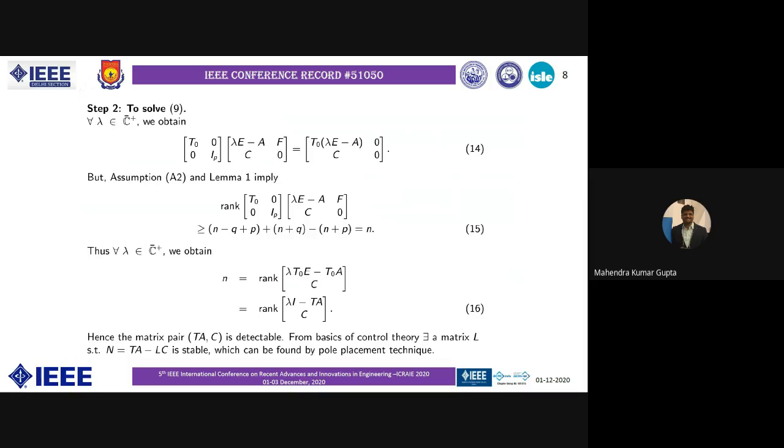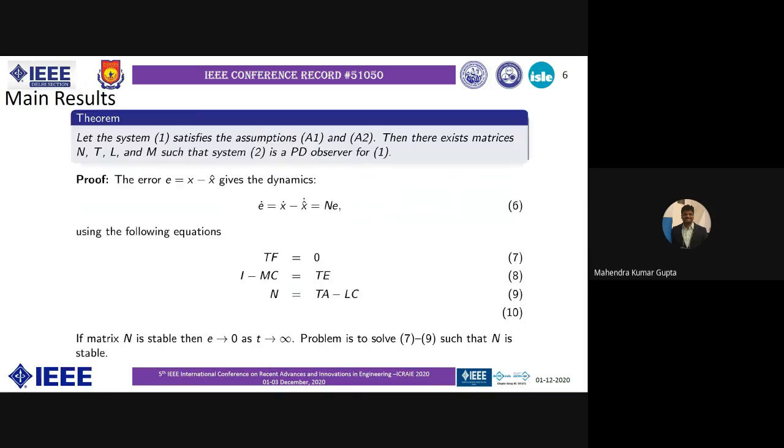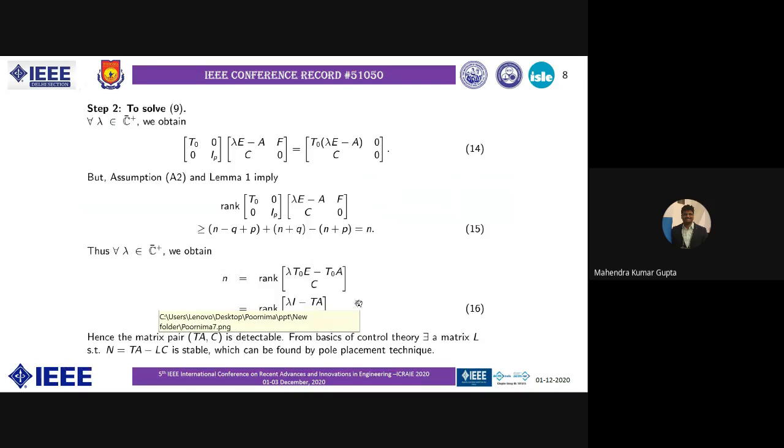which is eventually converted to equation number 16, which says that the matrix pair Ta and C is detectable. Now if the system satisfies the condition A2, then the matrix pair Ta and C is a detectable pair, and since it is a detectable pair, let us go back to the matrix equation 9. So if Ta and C is a detectable pair, then we can find a matrix L so that N is stable. From the theory of pole placement, using the pole placement technique, we can calculate such an L matrix.